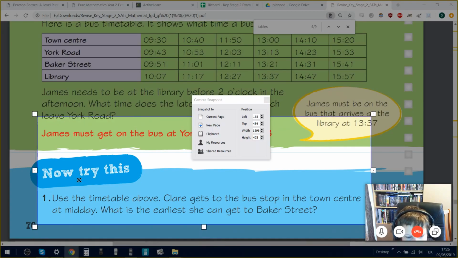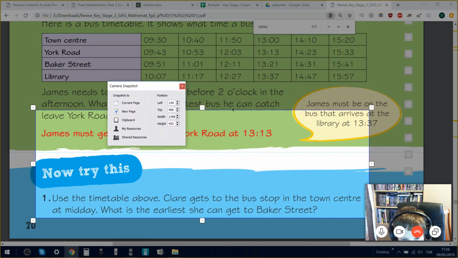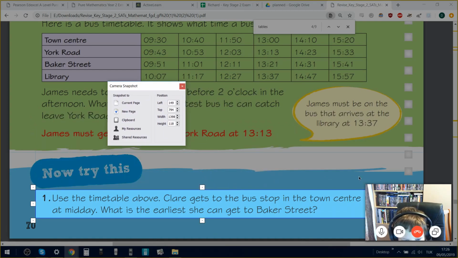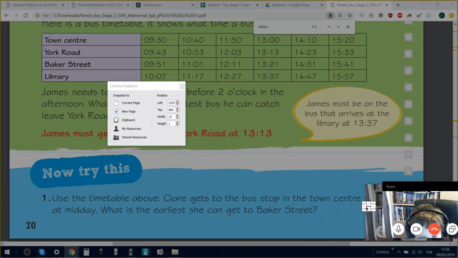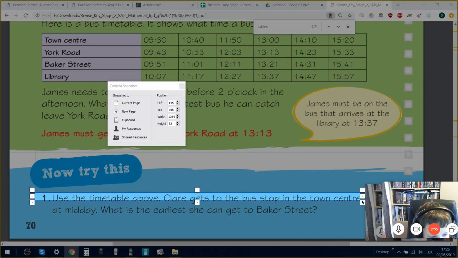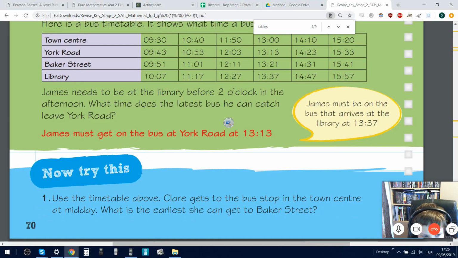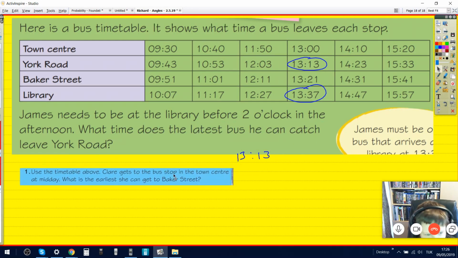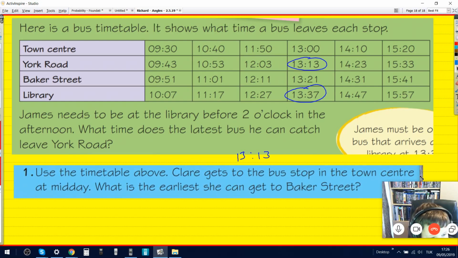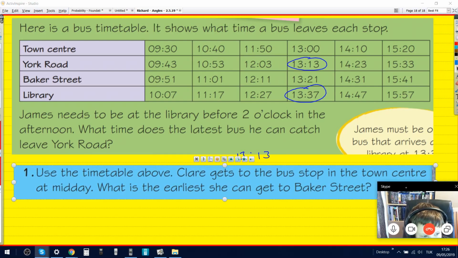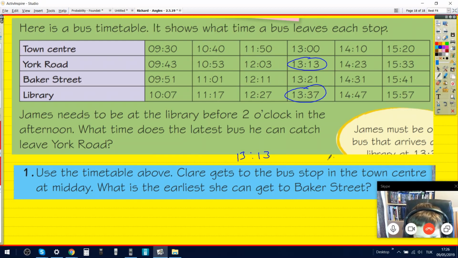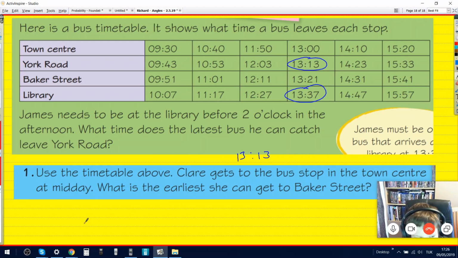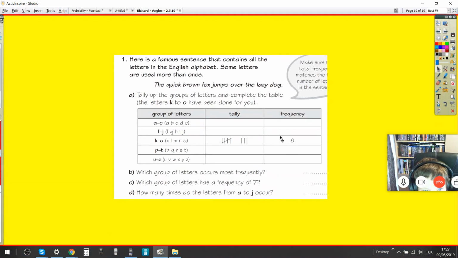Okay, so let's do this one down here. So, use the timetable above. Claire gets to the bus stop in the town centre at midday. What is the earliest you can get to Baker Street? So the earliest. So, I think you'll be.